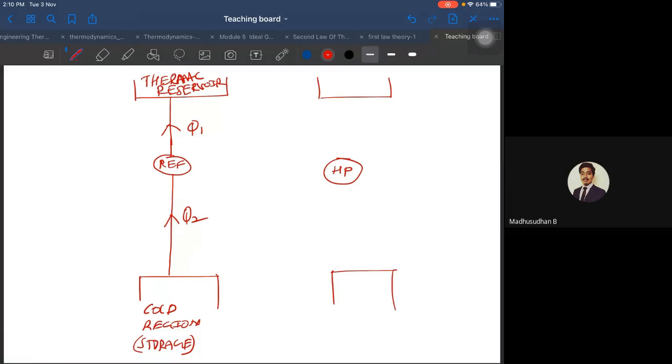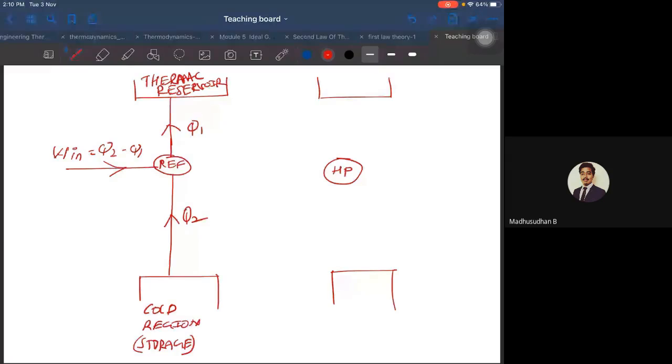On the system? Exactly. In order to extract heat from the lower temperature region, see, naturally heat flows from the higher temperature region to the lower temperature region. So it is very difficult, in fact impossible, to move heat from a lower temperature region to a higher temperature region by itself. In order to do so, you should do work on the system, so a work input is required, which will be the difference Q1 minus Q2.